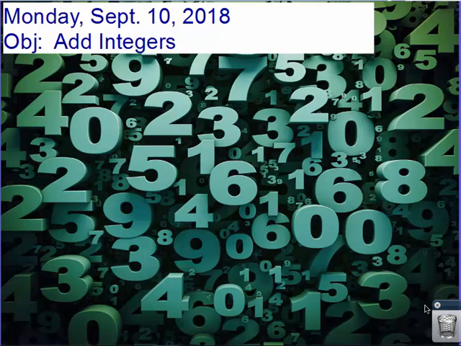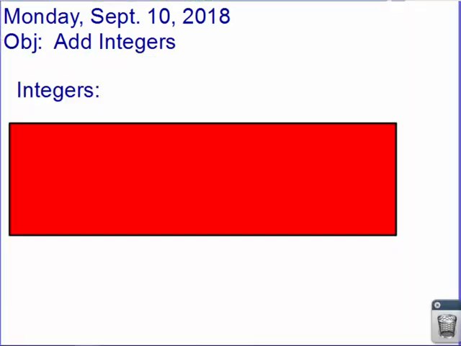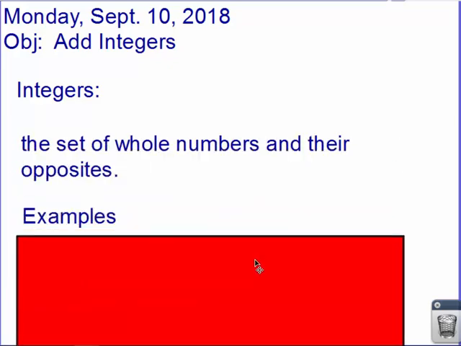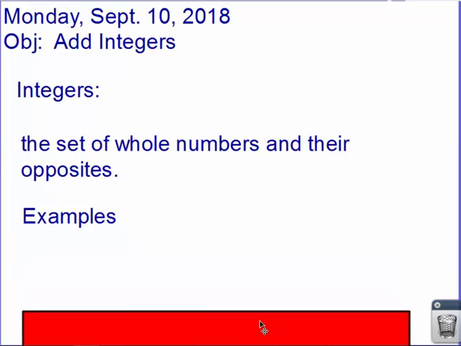Hello class, let's talk about addition of integers. Well, the first thing I want us to talk about is what is an integer? So we need to remember the definition of an integer. Okay? Integers are the set of whole numbers and their opposites.